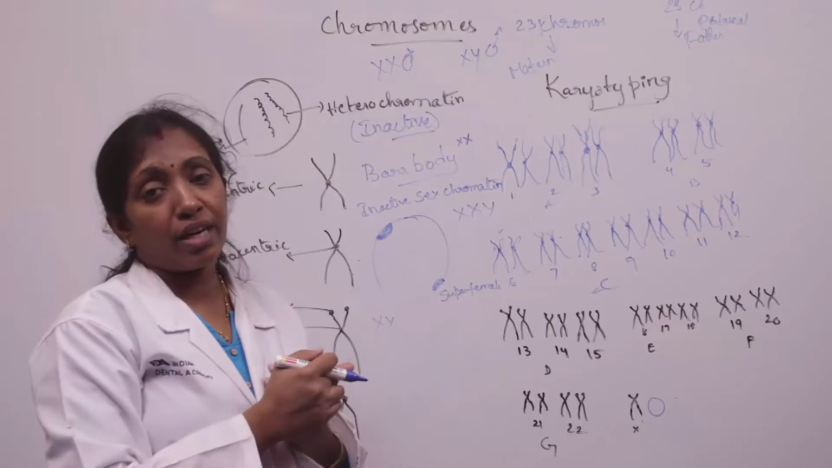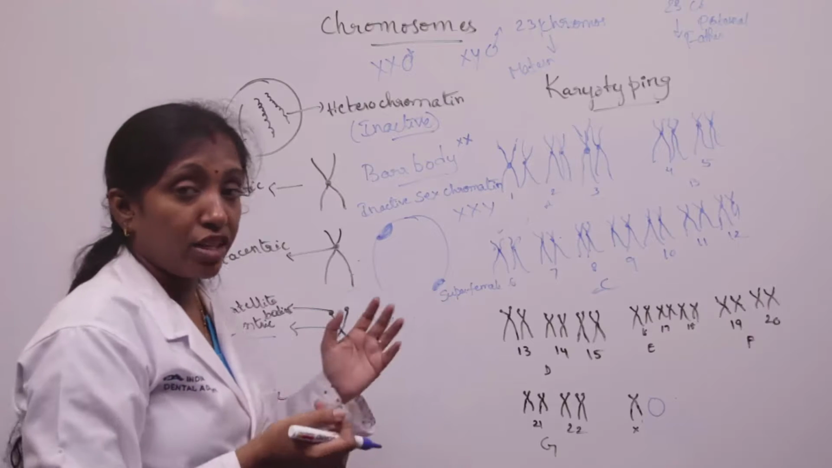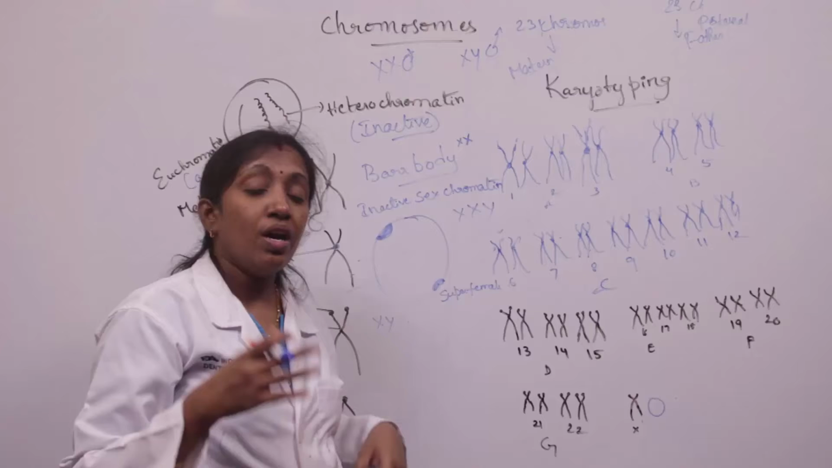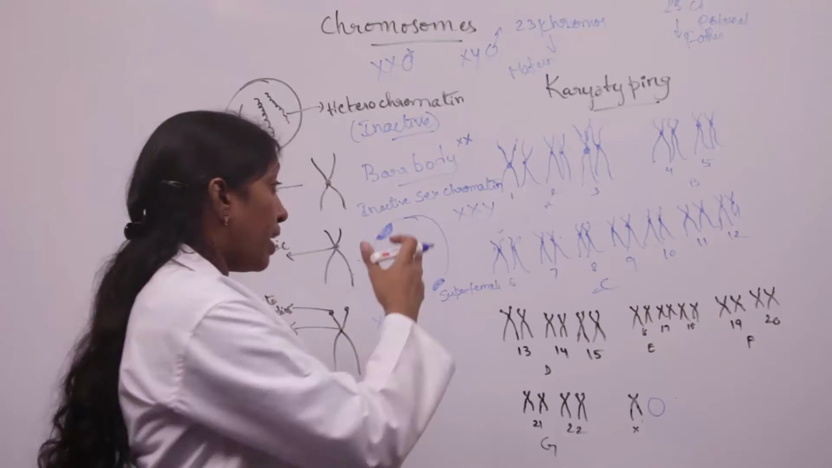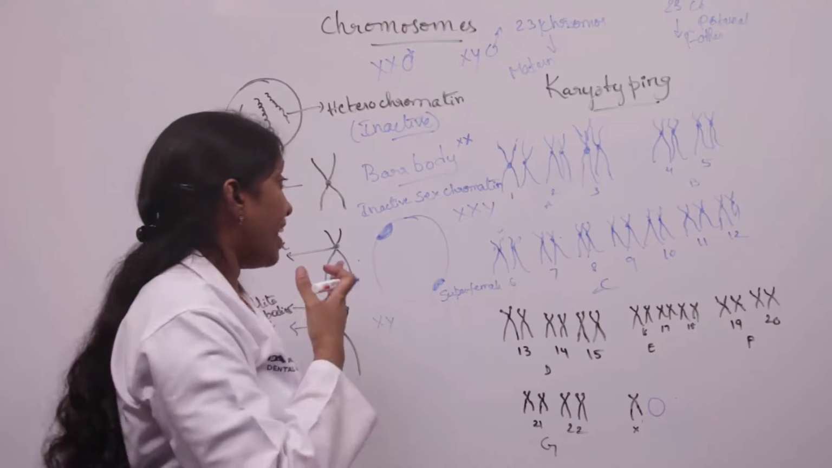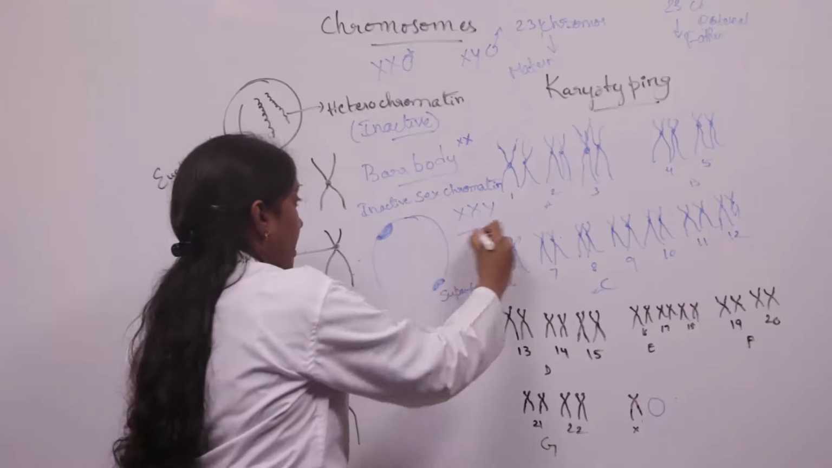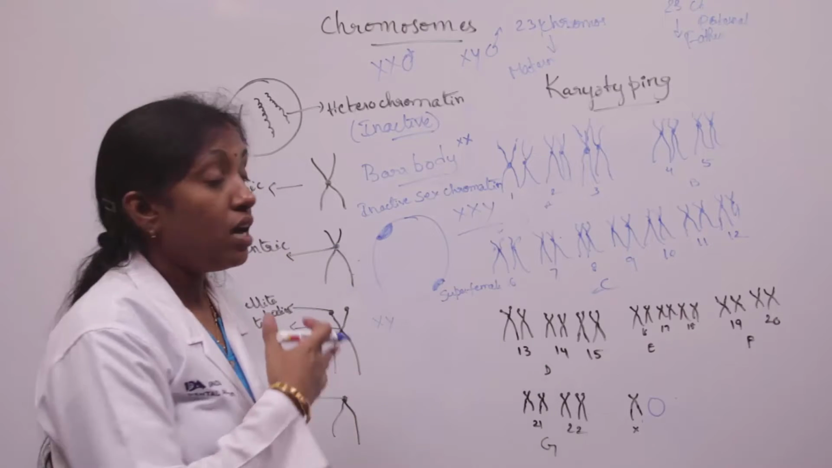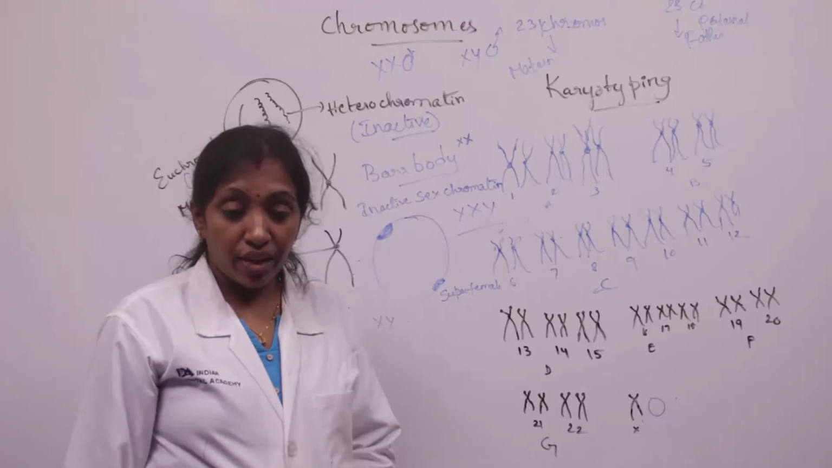If two barr bodies are seen inside the nuclear membrane, then it is a superfemale. In males also, barr bodies are present in case of syndromes like Klinefelter syndrome. The genotype is XXY. In that case also we can see the barr body. So that's about the chromosomes.